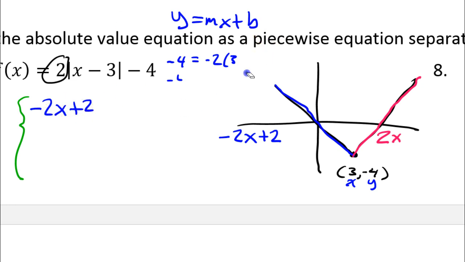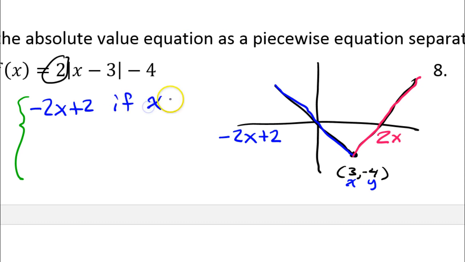Okay, let me erase this, get it out of the way. And then I'll say if x is less than or equal to, because it's the left-hand side. And again, I don't need a graph to know that the x value here is 3. So it's less than or equal to 3 because of this 3 right here. And we'll do the same thing for the pink side. All we need is the y-intercept. We knew the slope right from the beginning.